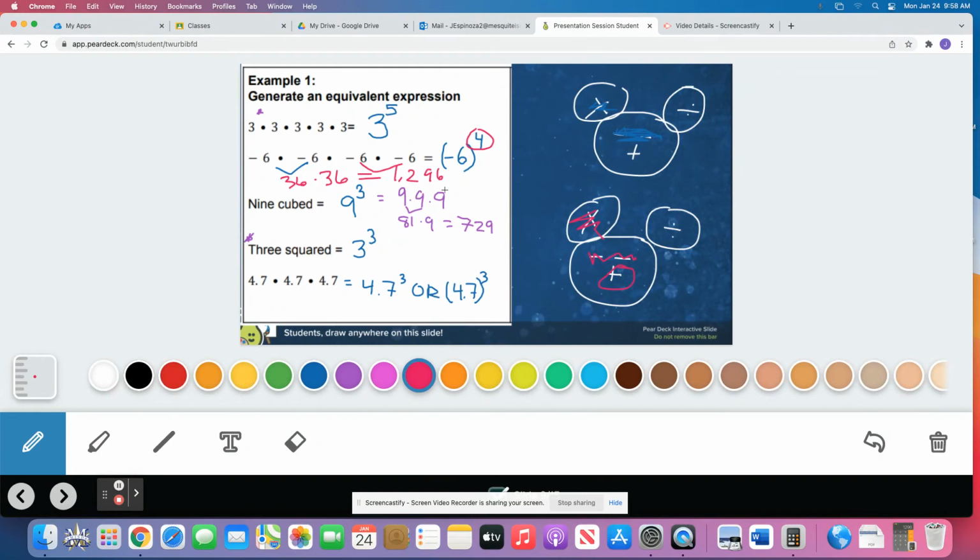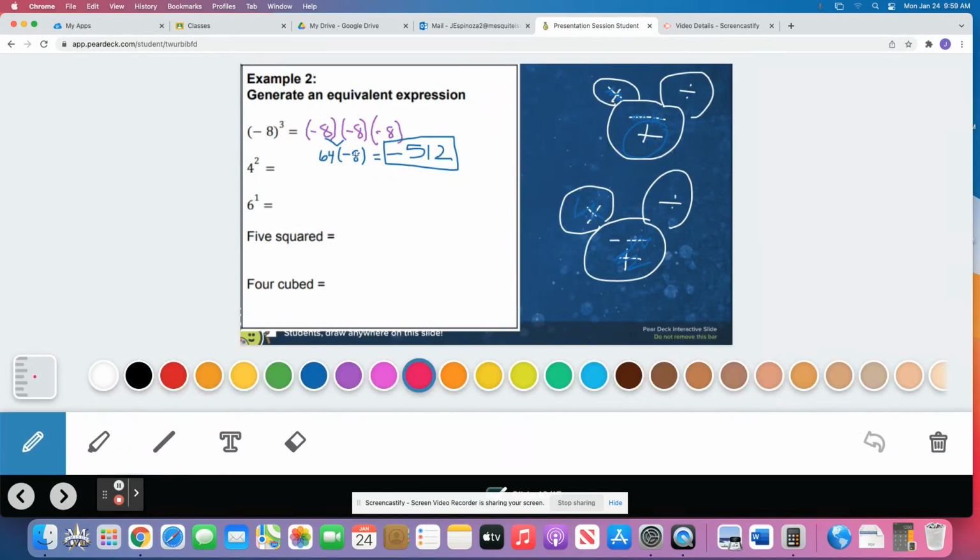So every time I have an even exponent, so 2, 4, 6, 8, my answer is going to always be positive. But when my exponent is an odd number, like 1, 3, 5, 7, my answer is going to be negative.